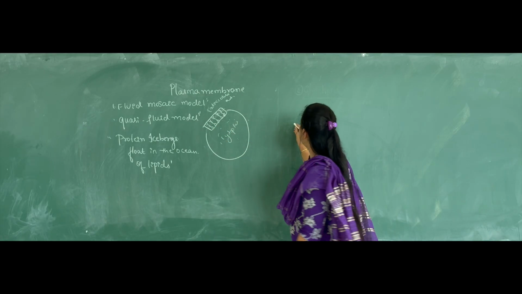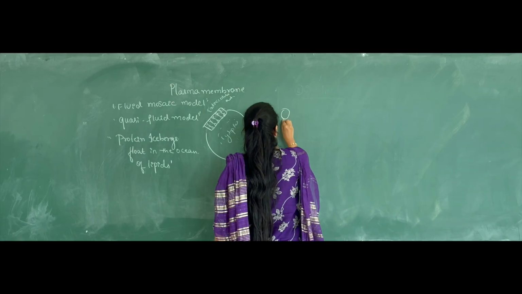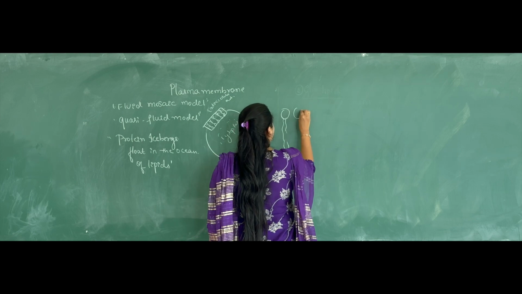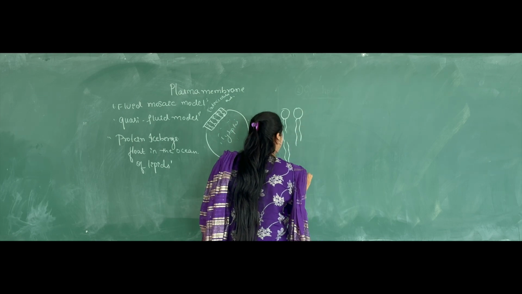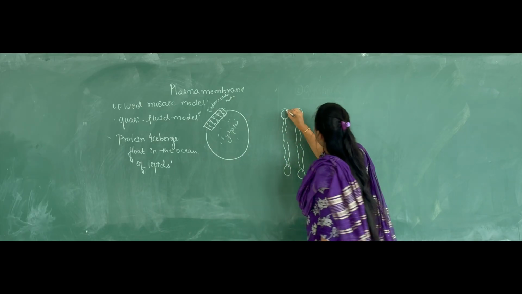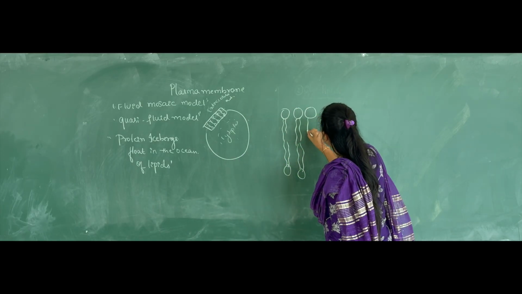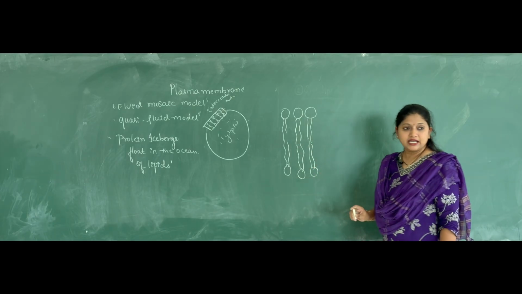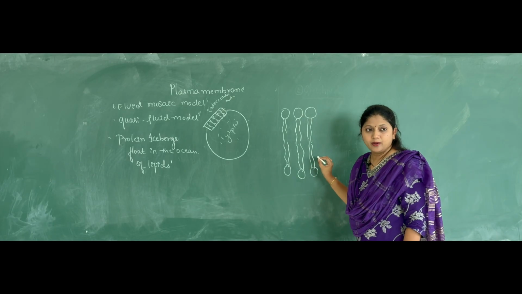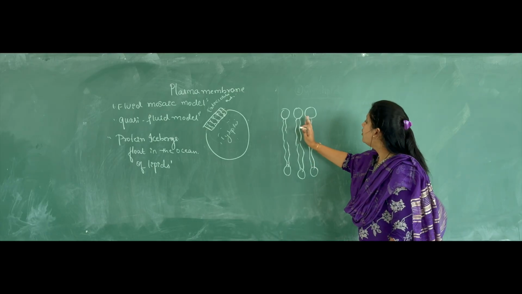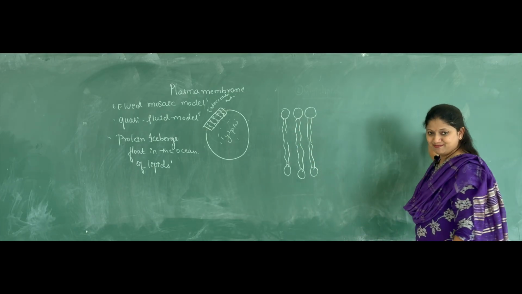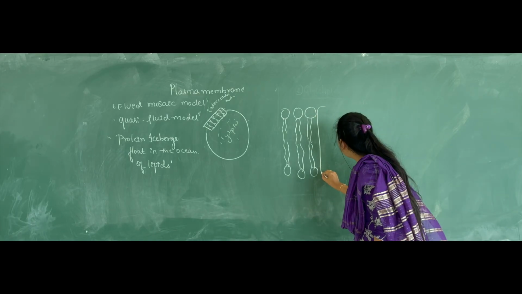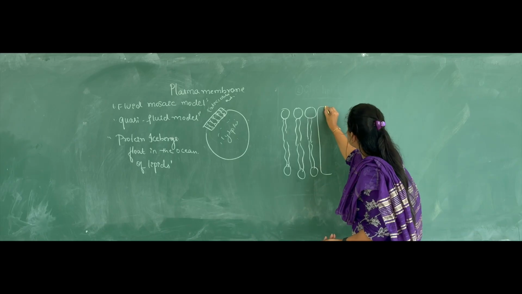Okay, so now if you draw it, these are hydrophilic heads. These are hydrophobic tails. In between, okay, in between the ocean of the lipids, there are certain protein icebergs floating like this.